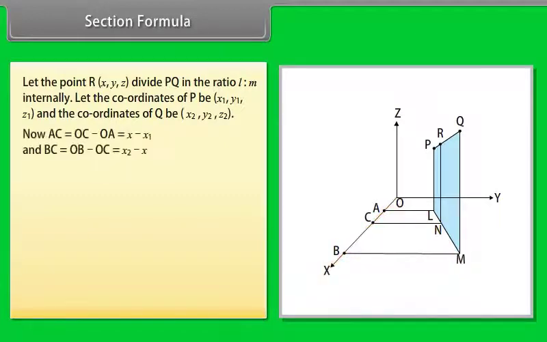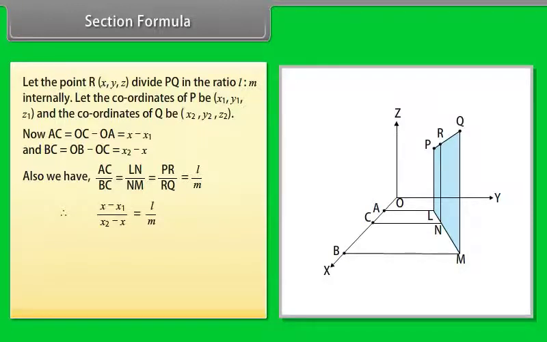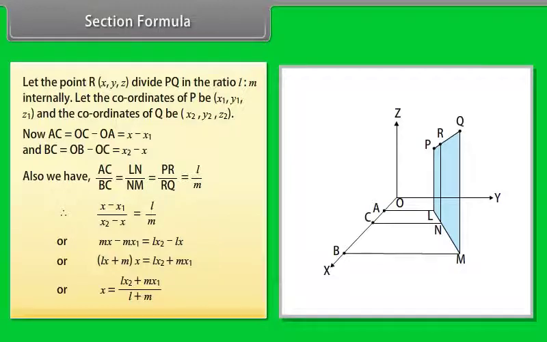Now, AC is equal to OC minus OA, which is equal to x minus x1, and BC is equal to OB minus OC, which is equal to x2 minus x. Also, we have AC/BC = LN/NM = PR/RQ = l/m. Therefore, (x minus x1)/(x2 minus x) = l/m. On solving, we get x = (l x2 + m x1)/(l + m).